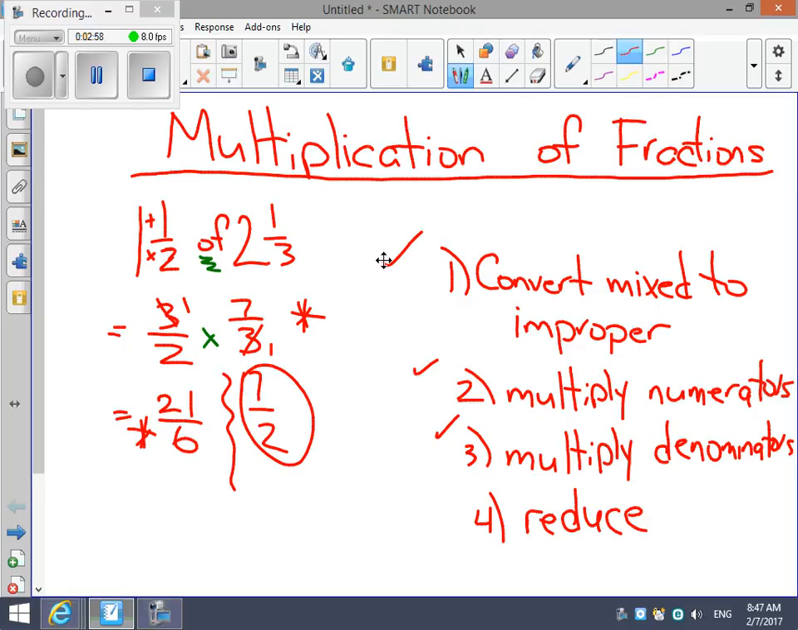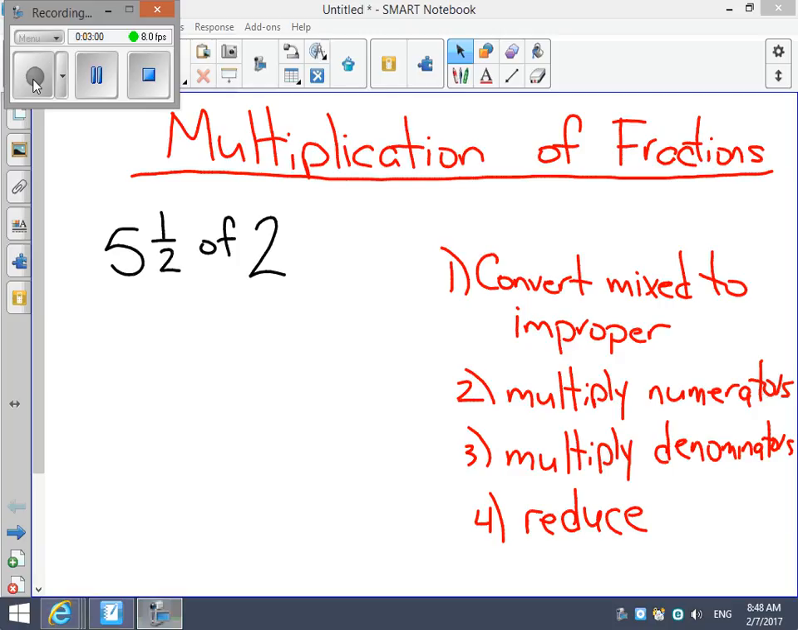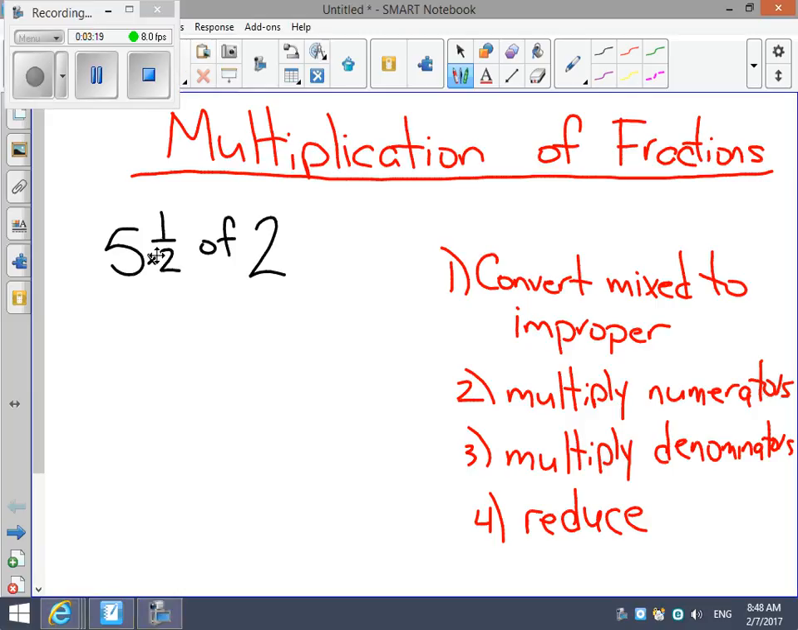All right, we'll do one more. Now here's a question that seems to stump a lot of people. When it says 5 1/2 of a whole number, so 5 1/2 of 2 in this case, please remember that "of" just means multiplication, and we are going to convert any mixed to improper. So let's start with the 5 1/2. 5 1/2 as an improper fraction, remember we're just multiplying and then adding, will be 11/2.